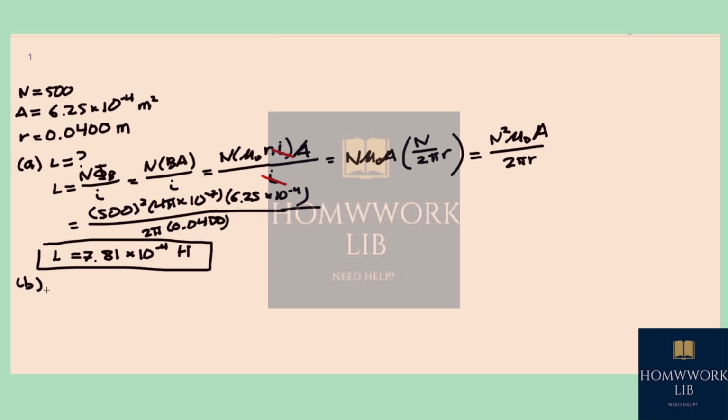Move on to part B. We want to know what the induced EMF is based on some initial conditions that are given to us. So we can solve for how fast the current is changing based on some numbers that they give us. Let me just write those out. So that's how fast the current is changing. So we can find the induced EMF.